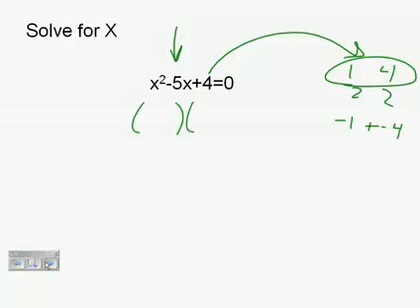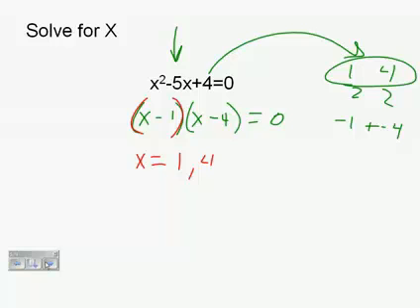All right, so make your little parentheses. I have x minus 1, x minus 4. I'm not going to go over how to do that. That's in chapter 9. All right, so I have x minus 1, x minus 4 equals 0. Now I find the possible values of x. So x equals positive 1 and 4.